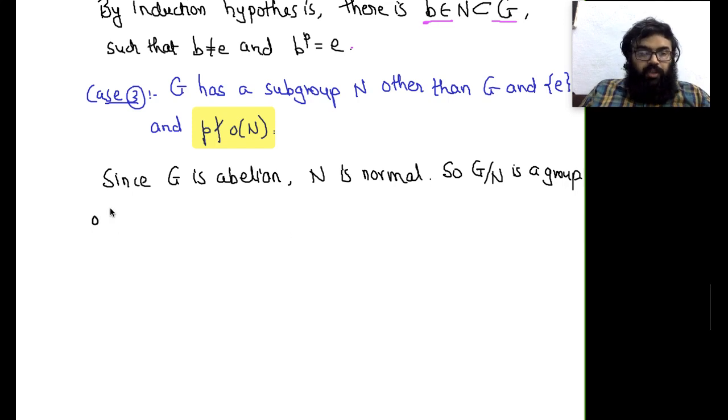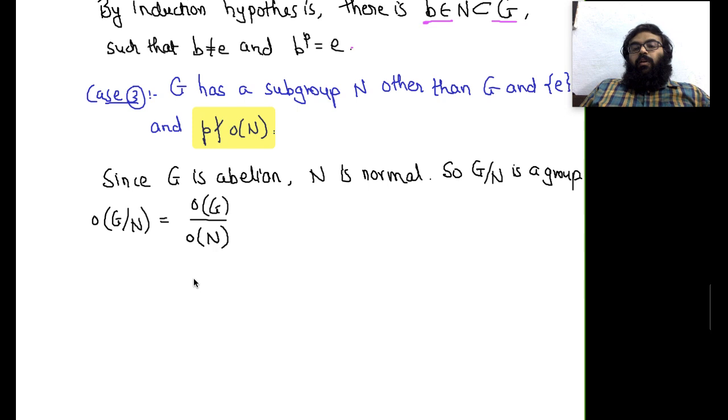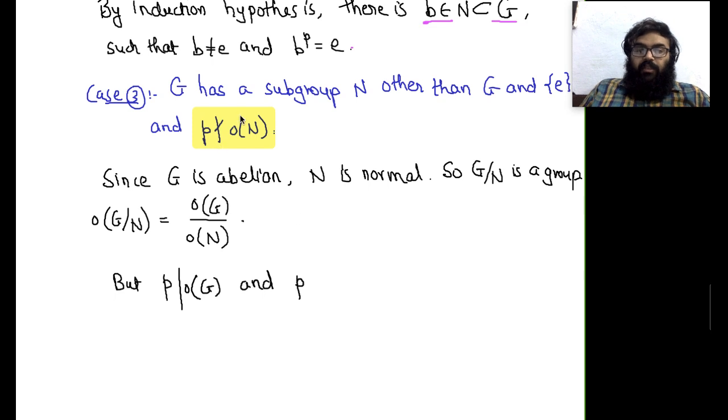And what is the order of G quotient N? The order of G quotient N, we know, is the order of G upon the order of N. Right? But what we have is, P divides the order of G. This is in the statement of Cauchy's theorem. And by this case, P does not divide the order of N. It is not dividing the order of N, but it divides the order of G.